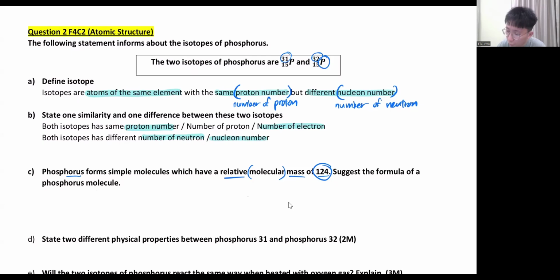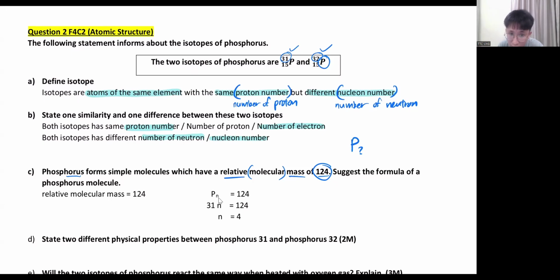Your P got phosphorus 31 or phosphorus 32, right? So this 31 and 32, guys, this is actually the mass of your phosphorus. So what we know in step one is the relative molecular mass is 124. Okay, so what's the next thing to do is to find out your P, because we don't know the P, how much.